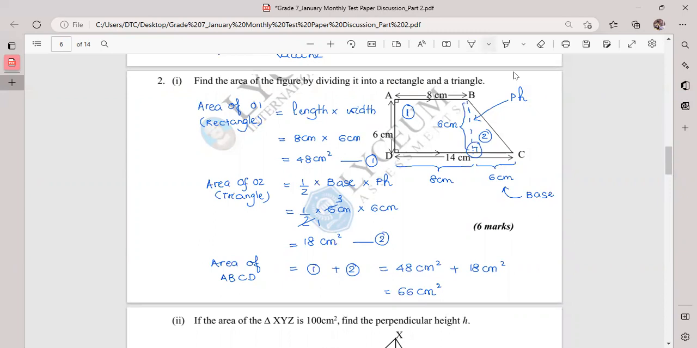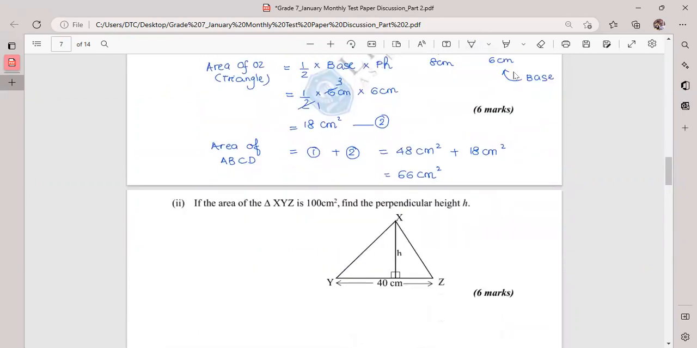Okay, so you want to improve these things when you are practicing the past papers, right? We'll move to the next part, children. That is x, y, z. It's a triangle and you want to find the perpendicular height.